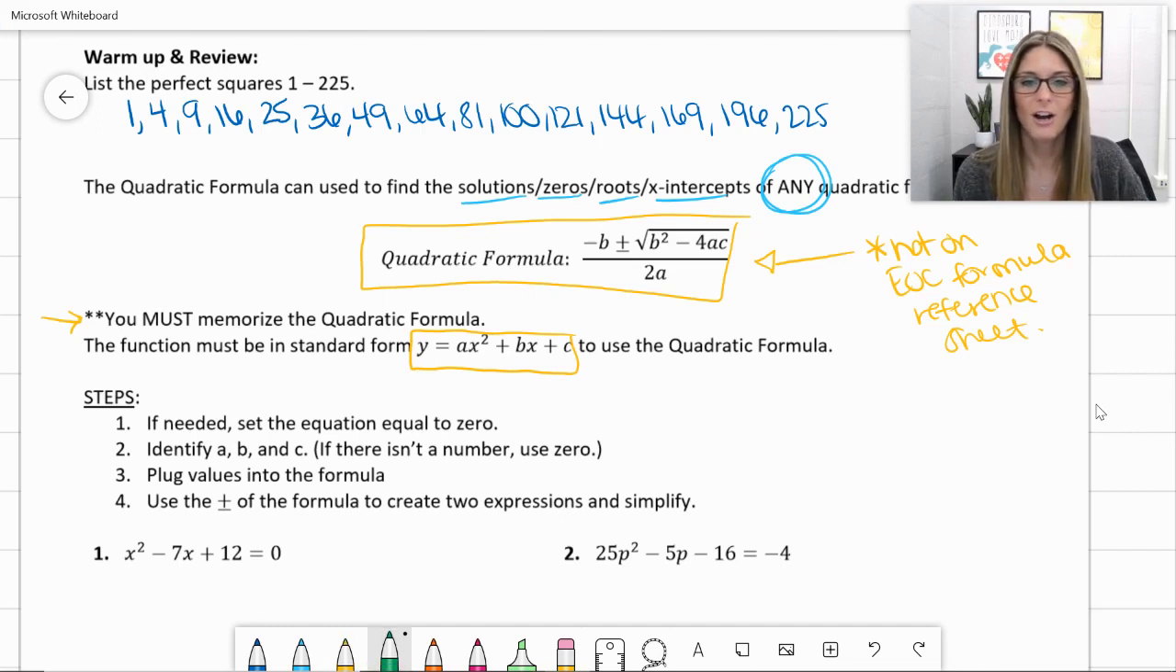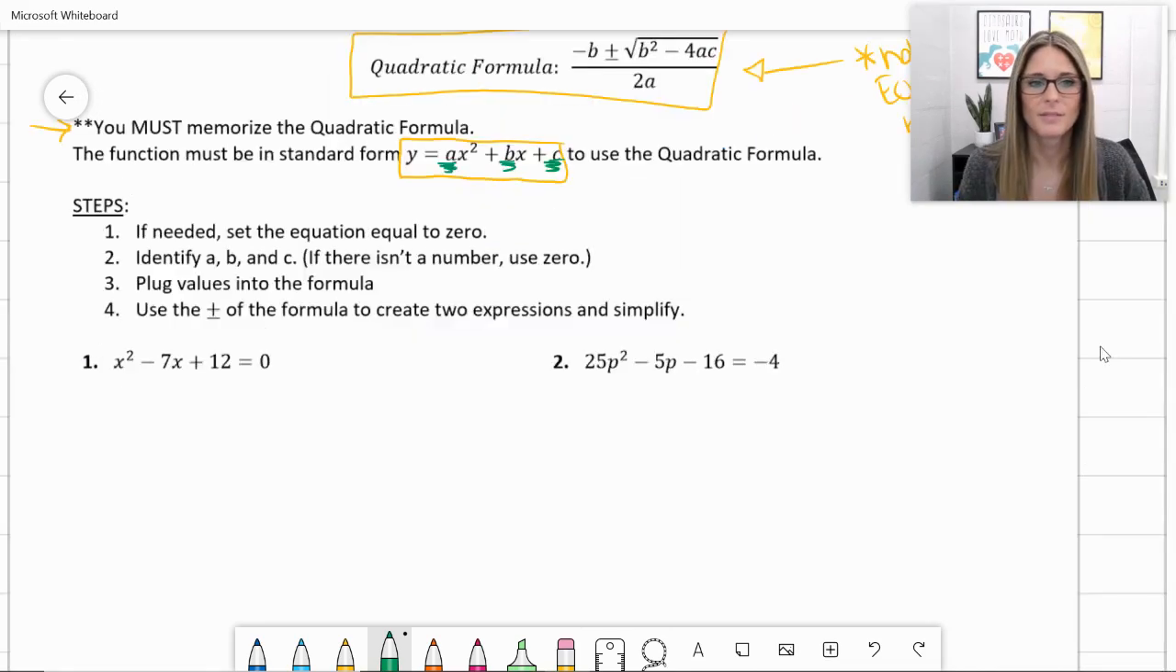We're going to use our standard form, ax squared plus bx plus c, to get that a, b, and c that you see being used in the quadratic formula. So our steps are, if needed, set that equation equal to 0. Get it set up into standard form. So let's start by working with number 1 and walk through these steps. Number 1 is already set equal to 0, x squared minus 7x plus 12. And so step 2 is to identify that a, b, and c from our standard form.